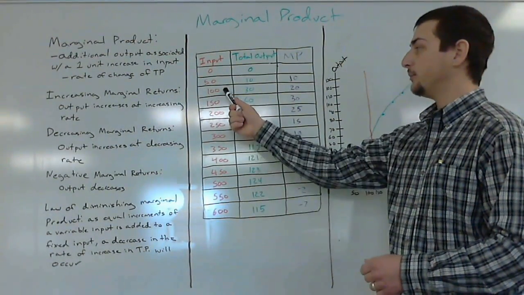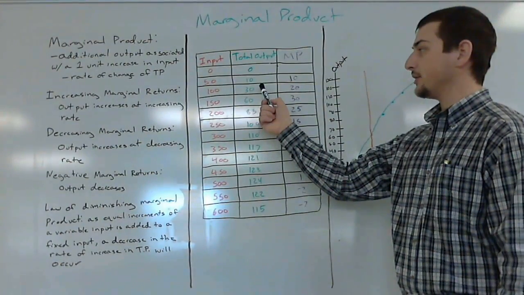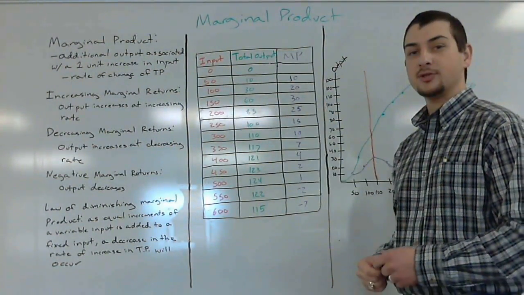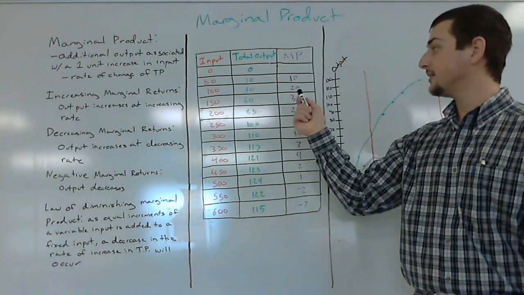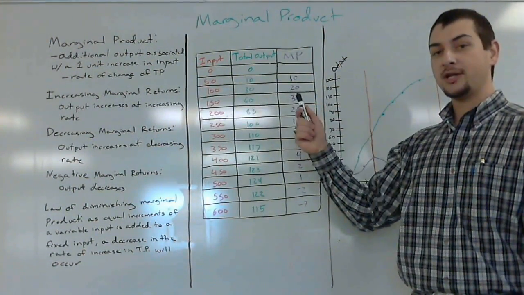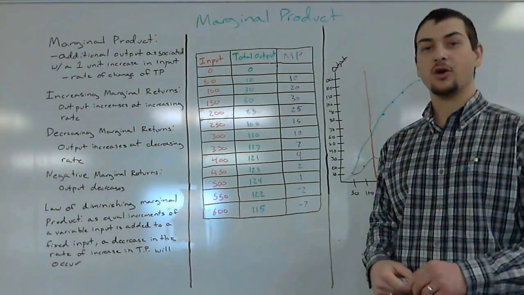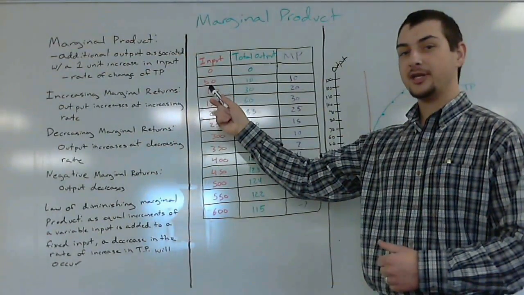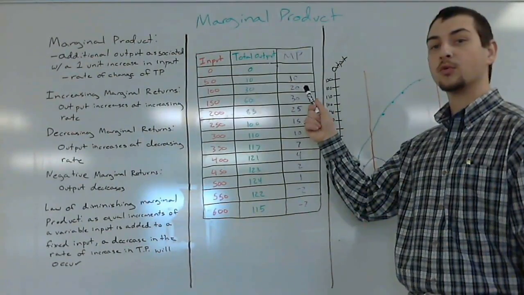So as we go from 100 to 150 units, we see that the bushels per acre increases from 30 to 60. That is a 30 unit increase. So we're looking at the additional output associated with a 1 unit increase in input. In this case, our 1 unit increase in input would be 50 pounds. So as we increase by 50 pounds, this marginal product shows us how much more we're gaining.